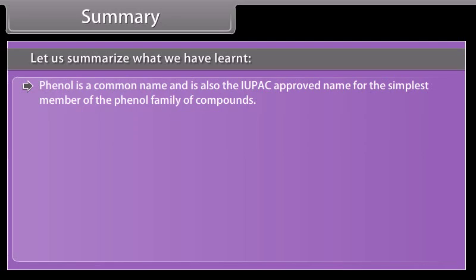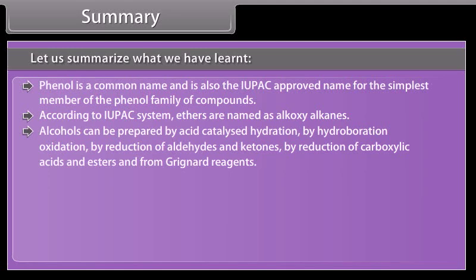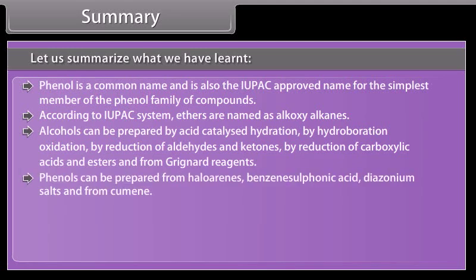According to IUPAC system, ethers are named as alkoxy alkanes. Alcohols can be prepared by acid catalyzed hydration, by hydroboration oxidation, by reduction of aldehydes and ketones, by reduction of carboxylic acids and esters, and from Grignard reagents. Phenols can be prepared from haloarenes, benzene sulfonic acid, diazonium salts, and from cumene.